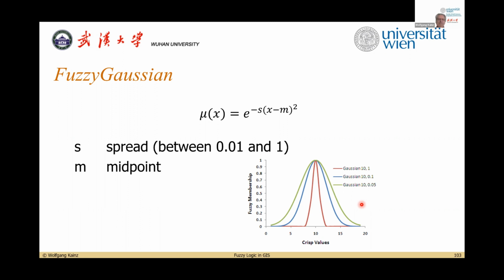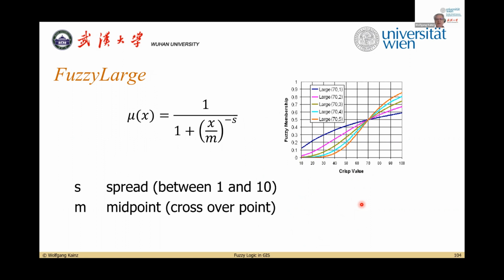So that's the Gaussian. The fuzzy large function is defined in that way, again with two parameters, a midpoint and a spread, where the midpoint basically is this crossover point. You recall the crossover point is that point where the membership degree is 0.5. So when we look at these examples here, where we have different spread values, we have here 0.5 as membership value. This is the crossover point, and this is basically our midpoint where the membership function changes its slope.